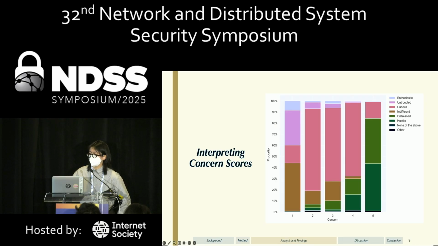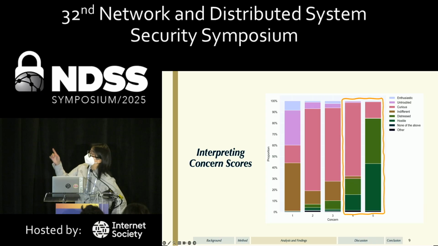And then before going into the main findings, I also wanted to quickly explain how to interpret our concern scores. So here we've mapped the concern scores to the emotional affects that participants reported. At concern level 1, participants often felt untroubled or indifferent. And then at levels 2 and 3, they were a bit more curious, but not necessarily negative. But then you can see at levels 4 and 5, there's a lot higher levels of participants reporting feeling distressed and hostile, which are the green colors on these bars. And so due to these compositions, we generally say that at concern levels 1 to 3, there's low affective discomfort, and then at 4 to 5, there's high discomfort.